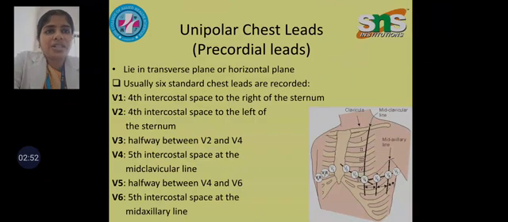And unipolar chest leads. Unipolar chest leads lie in the transverse plane or horizontal plane, and V1, V2, V3, V4, V5, V6 are called unipolar chest leads. Lead 1, lead 2, lead 3 are the bipolar limb leads. Here V1, V2, V3, V4, V5 and V6 are called unipolar chest leads.